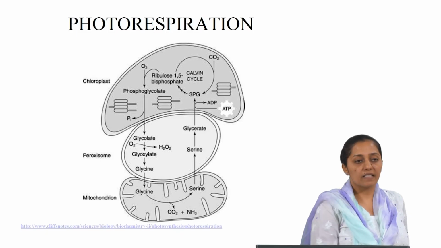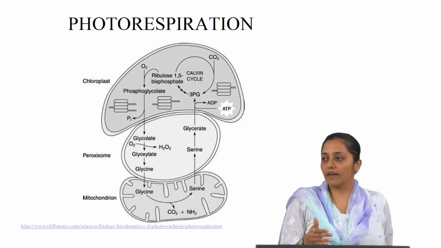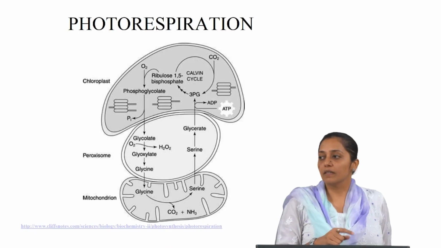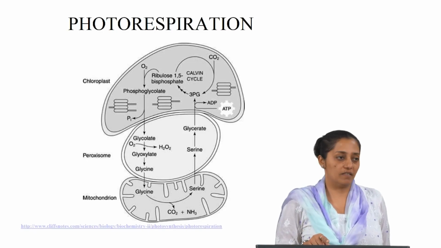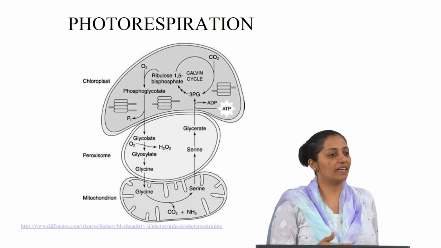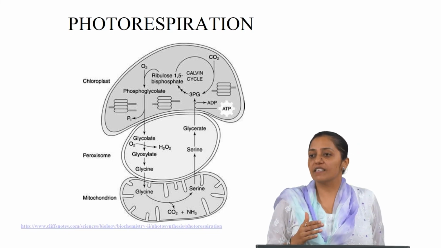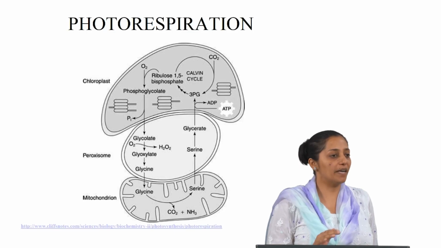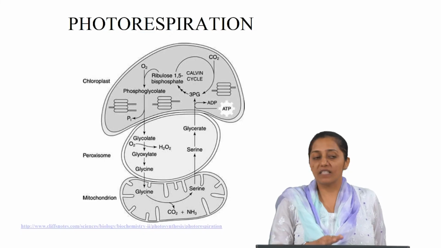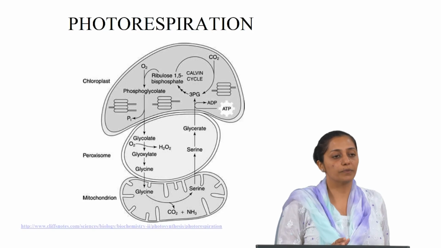So, as I said, this glycolate when formed is then sent to peroxisomes, where the reaction to convert it into glycine happens. This happens by utilizing oxygen. In the peroxisome, oxygen is taken in to convert glycolate to glycine. Once the glycine is formed, it is transported to mitochondria, and there the glycine is converted to serine. This reaction happens with the release of CO2.